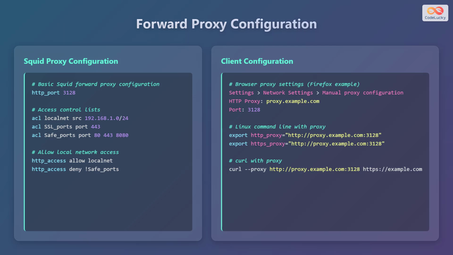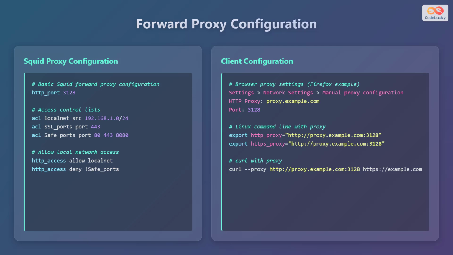To configure a client, for example, in Firefox, navigate to Settings, then Network Settings, then Manual Proxy Configuration. Enter the HTTP proxy address, such as proxy.example.com, and the port number, such as 3128.